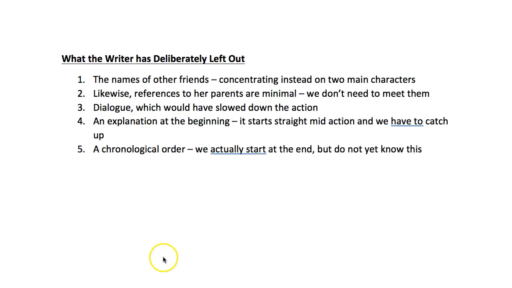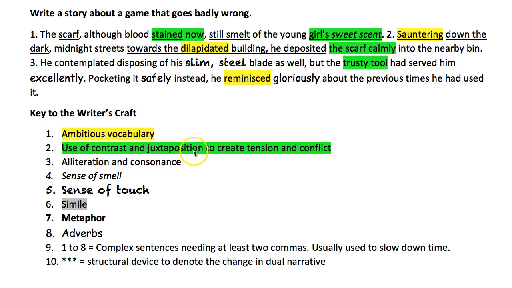And then there are a further 5 skills which are present by omission. In other words, the writer has deliberately left these things out. And these are things that student writers in particular often get wrong before they become really good at story writing. I'll read through each paragraph and then we'll look at the list of skills.